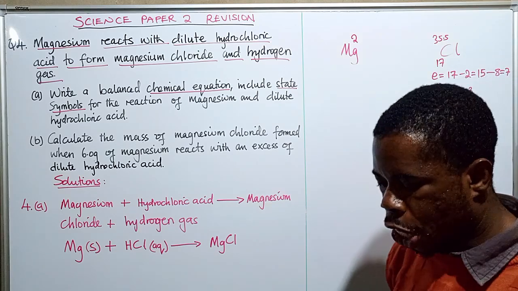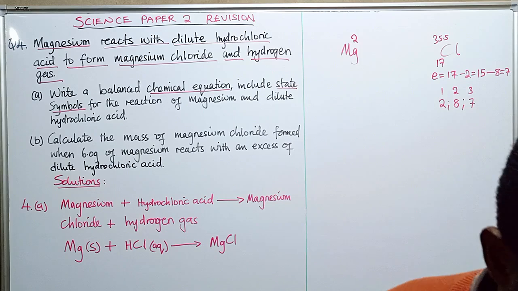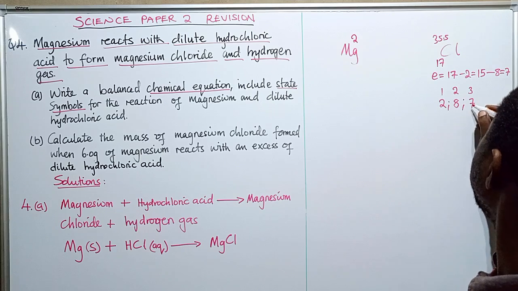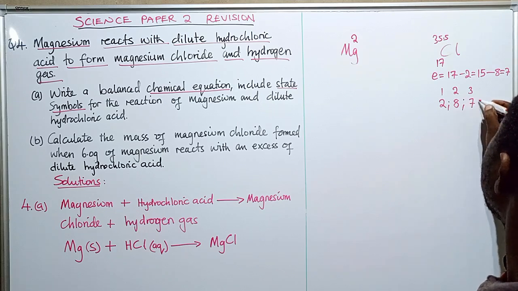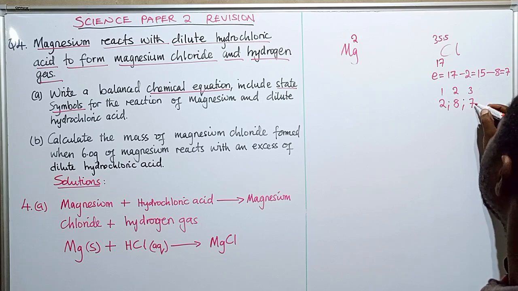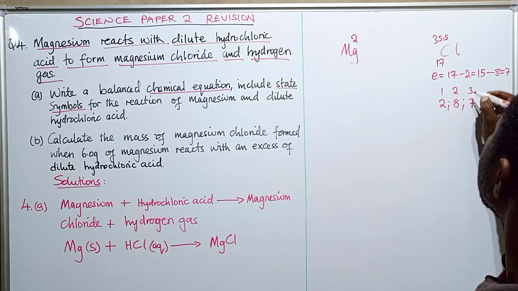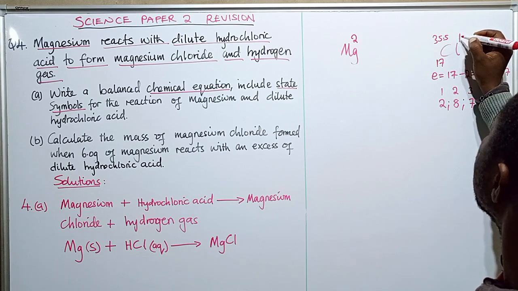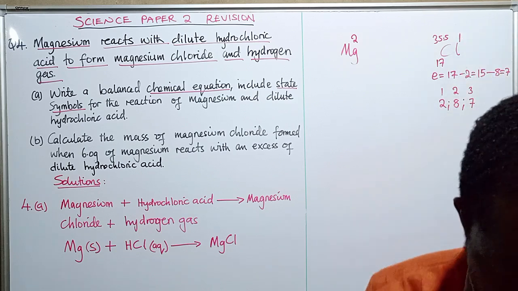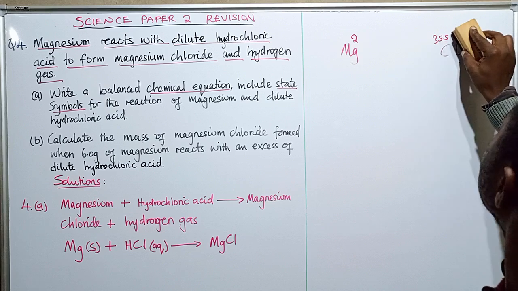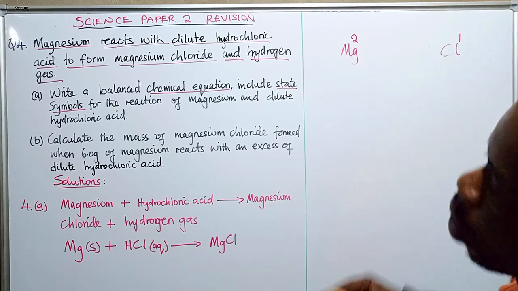Now this third shell is not full, having 7 electrons. It needs at least 8 or 18. So for this shell having 7 electrons to be full, it must gain 1 electron. So since chlorine gains 1 electron to make this 8, its valence becomes 1. So that's how these things operate, and that's how we know the valence.